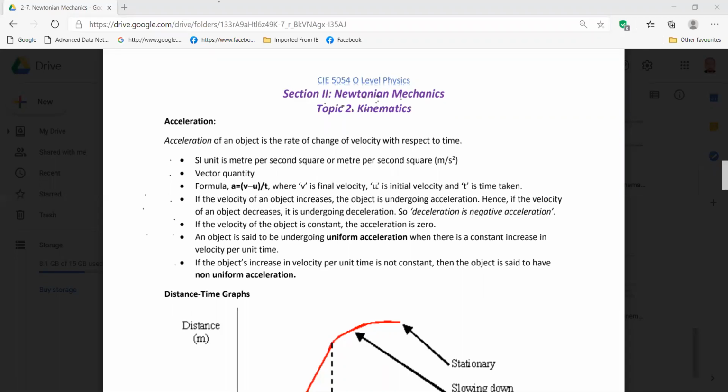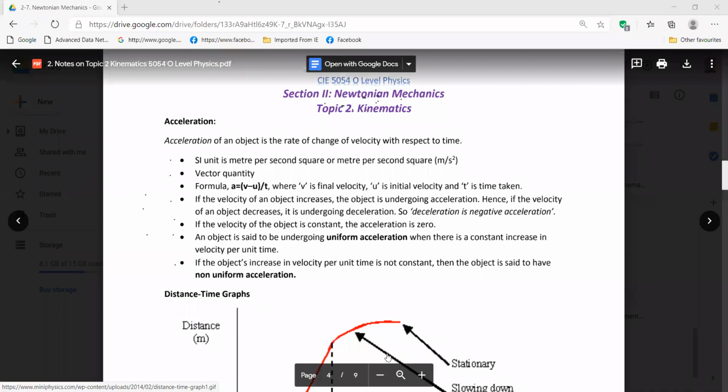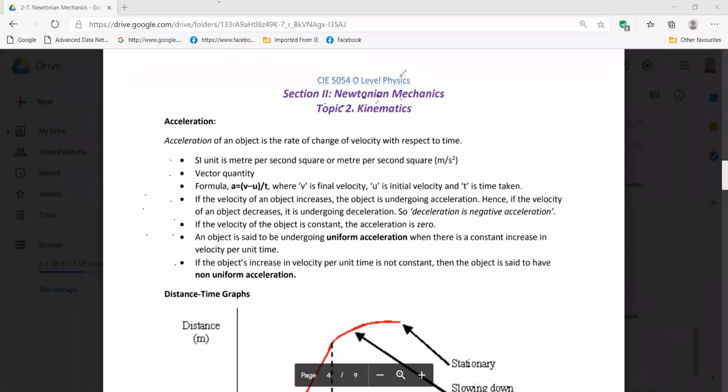Yes, sir. And the final velocity is 0 because the car is stopped. And the time taken is 4 seconds. So how can we calculate the answer, 1.25 meter per second square? Using this formula, which we already have. So A will be 0 minus 5, then divided by 4, right? The answer is 1.25 meter per second square.